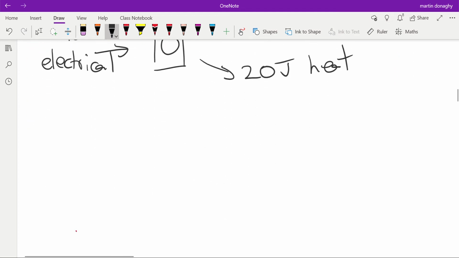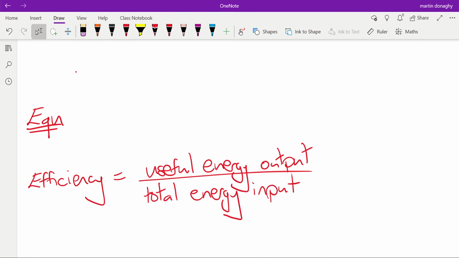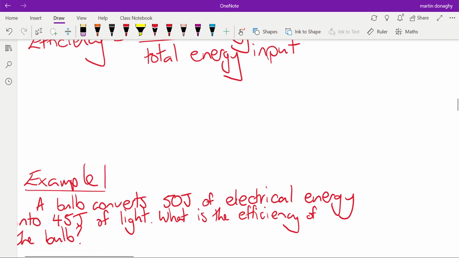Okay, now there's a little equation that describes this, and it is that efficiency is equal to the useful energy we get out divided by the total energy that we put in. Efficiency can be written as a percentage or as a decimal. To change this equation into one that will work with percentages, we just have to multiply that side by 100 and it will give us an efficiency as a percentage. It's a simpler equation without that, so I would tend to work with decimals rather than percentages if I can when dealing with efficiencies. So let's look at some examples.